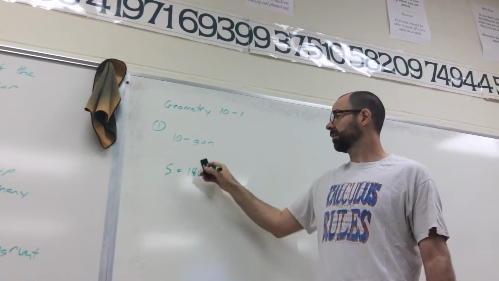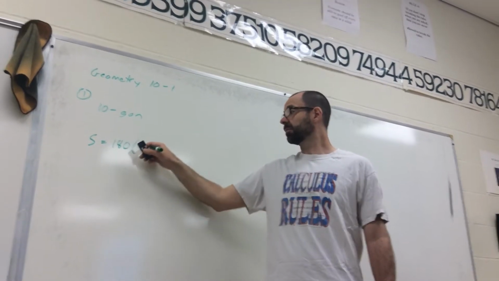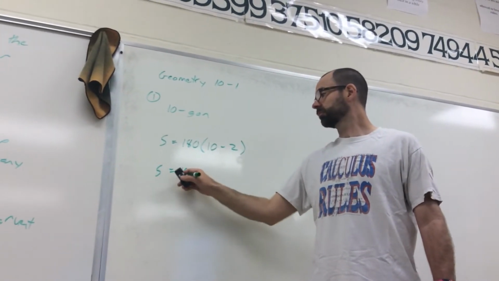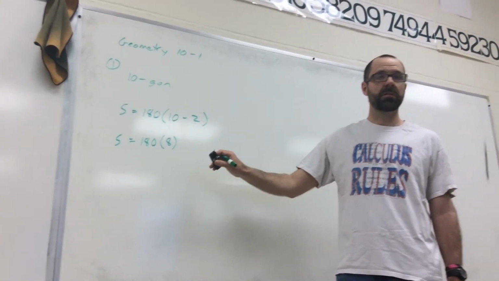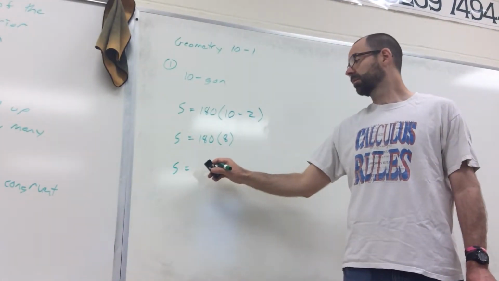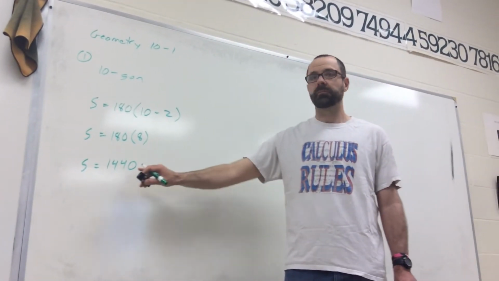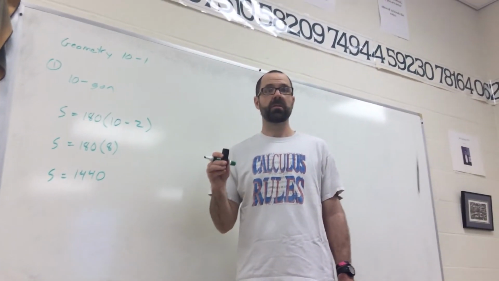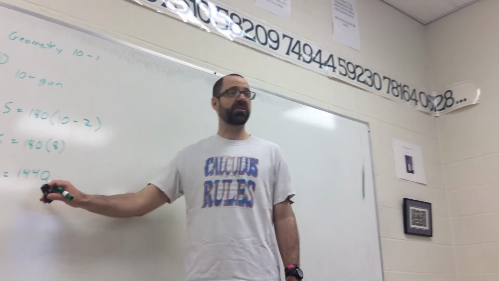So it's 180. And this time the n is going to be 10, because n stands for how many sides there are. And 10 minus 2 is 8. And then 180 times 8 comes out to 1,440. So what this means is if you have a 10-sided figure, the 10 angles inside are going to add up to 1,440.